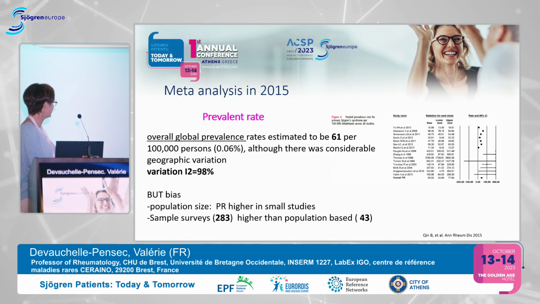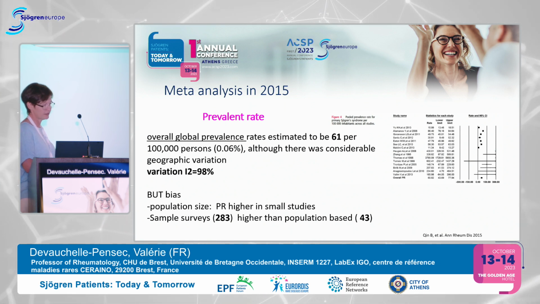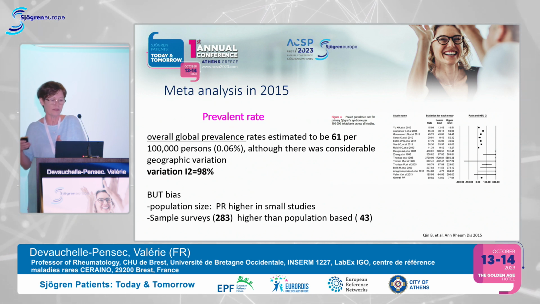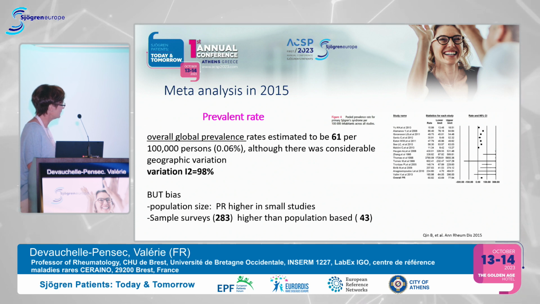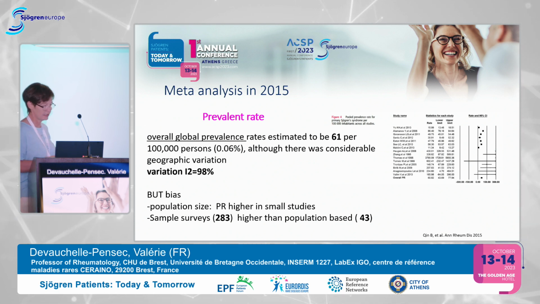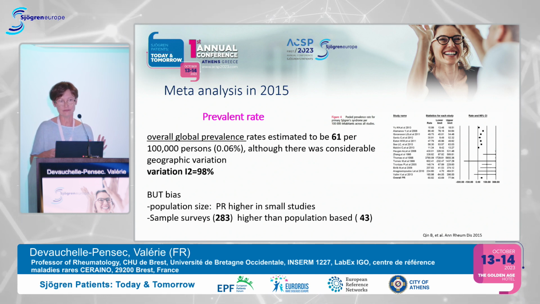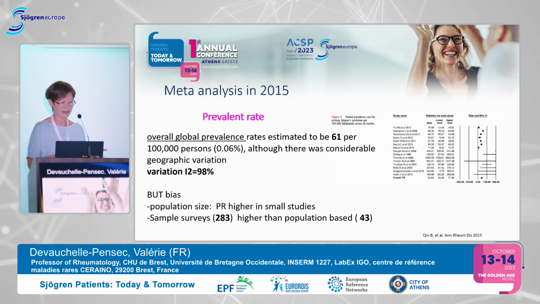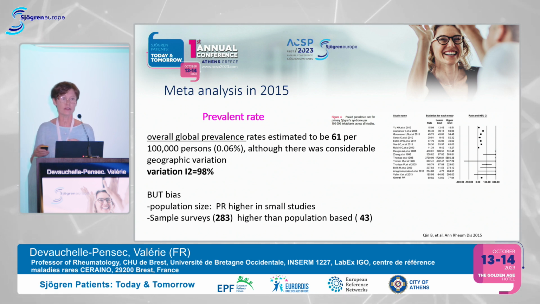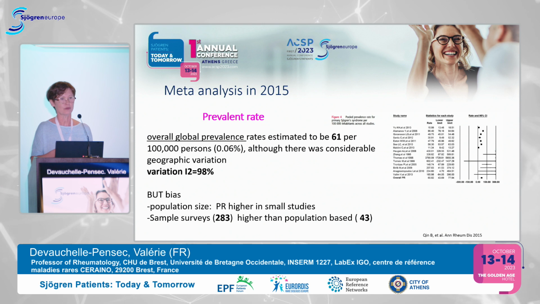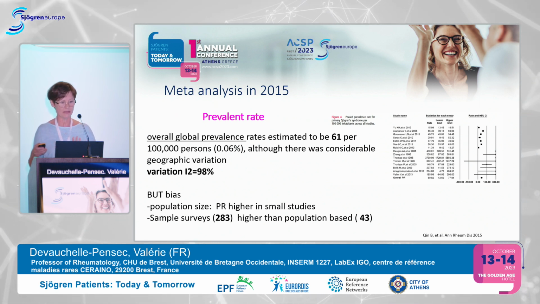And they show us the prevalence, so the global prevalence was 61, so more than 50. But I'm so sorry that you cannot read the data here, but the numbers were really, really different. For some of the studies, it was 100 per 100,000. For the others, it was 10. So really different depending on the country and on the methodology.